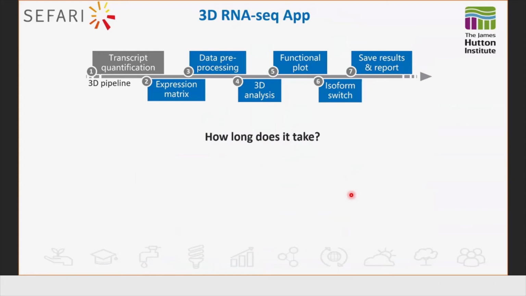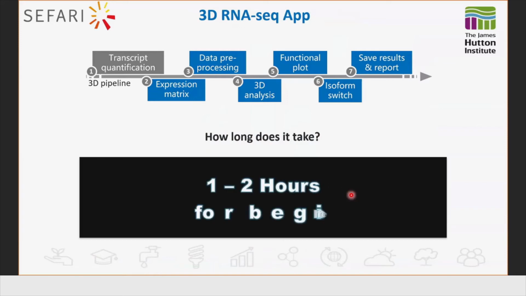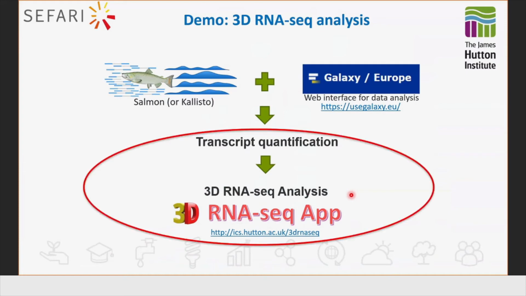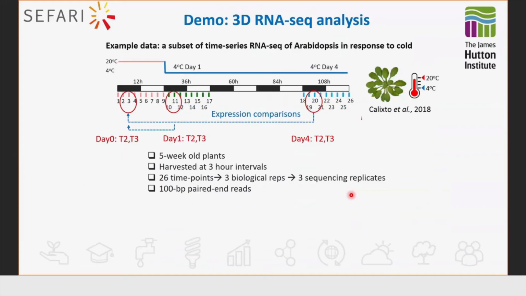Then back to the question: how long does it take for the whole analysis? The answer is 1 to 2 hours for beginners. If you don't believe it, I'm going to do a demo of the 3D RNA-seq analysis. The data set I'm going to use is Arabidopsis in response to cold. I pick 2 samples from day 0, and the same time points from day 1 and day 4 for the demo. Because they are in different days and different temperatures, we can compare the expression change between them. The data set has 3 biological replicates and 3 sequencing replicates.